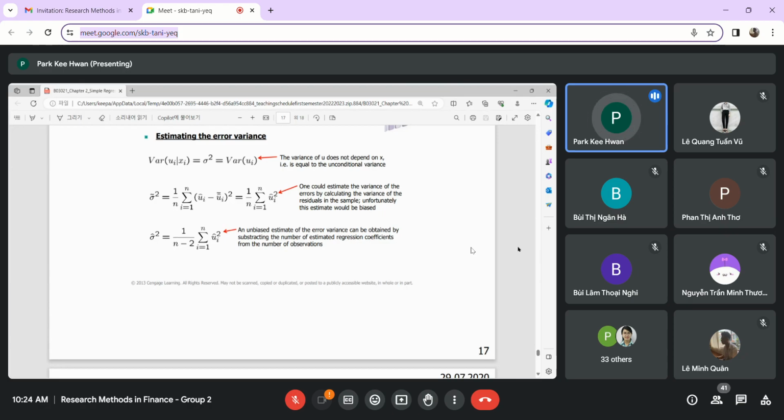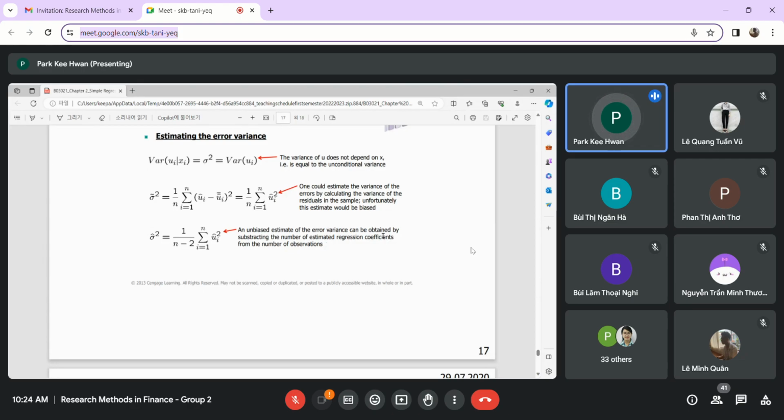Because in our regression model, we have two coefficients to be estimated: beta naught hat, the intercept, and beta 1 hat, the slope parameter. So you use the n independent observations to estimate two parameters, and you lose two degrees of freedom. So you have to subtract 2 from the number of observations. You have to subtract the number of coefficients.